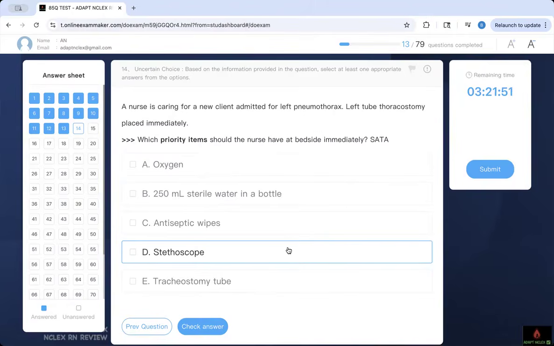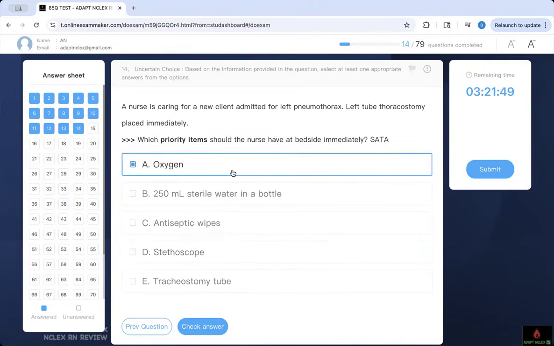What do you think? Of course, we need oxygen. Of course, we need sterile water. Why? If the chest tube comes out from the Pleur-evac, we can put it in the water and go get another Pleur-evac. Antiseptic wipe, if the chest tube comes out from the Pleur-evac, we can clean it and then put it in the sterile water. And this is the way it should be.